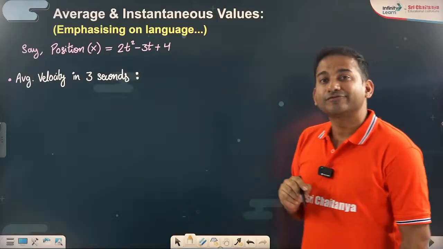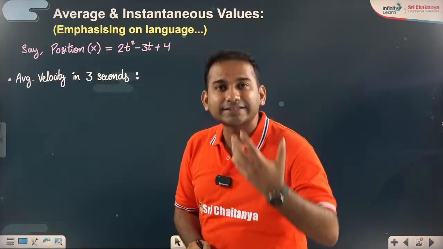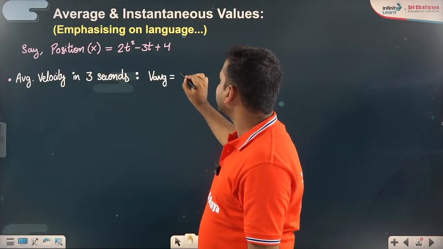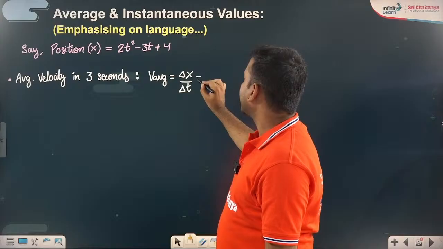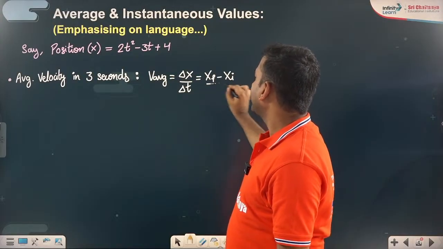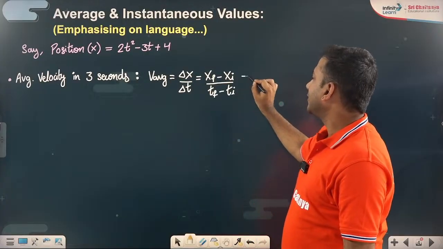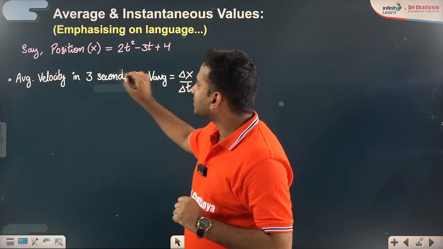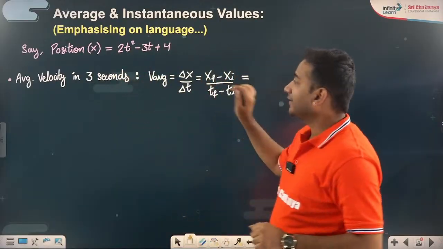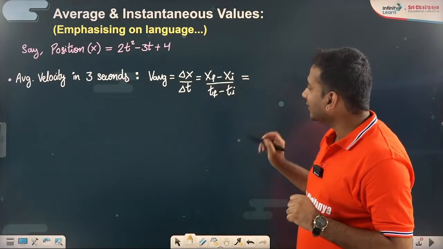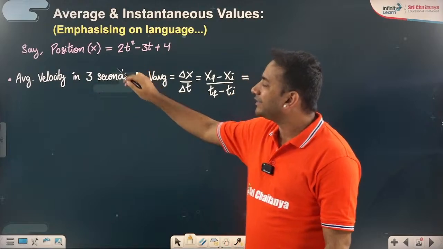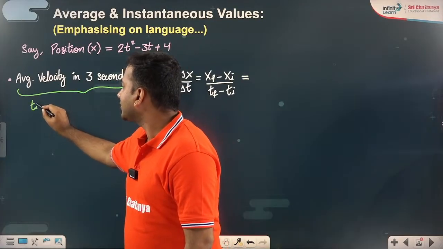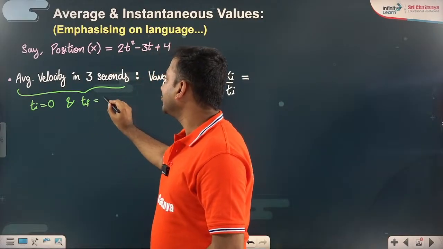So how are you going to get the average velocity in 3 seconds? 3 seconds refers to the first 3 seconds, from t equal to 0 to t equal to 3. We define the average velocity as delta x by delta t, that is x final minus x initial by t final minus t initial. As I said, average value is substitution based. In the expression of position we substitute t final, then t initial, and take the difference. Average velocity in 3 seconds means t initial is 0 and t final is 3 seconds.